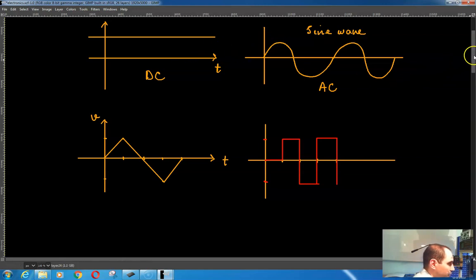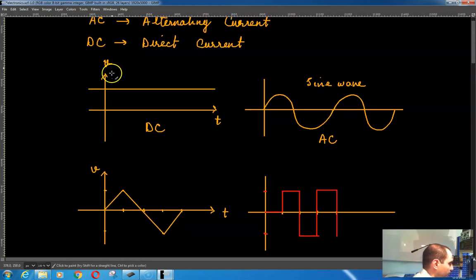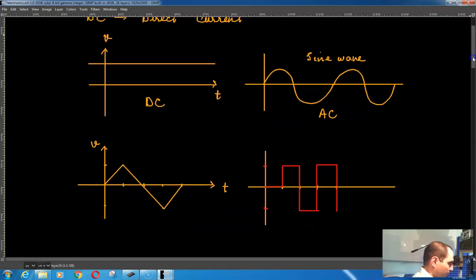Basically DC is essentially something like this, meaning that if you have the voltage across the vertical axis and time across the horizontal axis, essentially voltage is not changing with respect to time, it's constant. That is DC. But AC usually comes in three forms. You have a sine wave, you have a triangular wave, and you have something called a square wave, right?